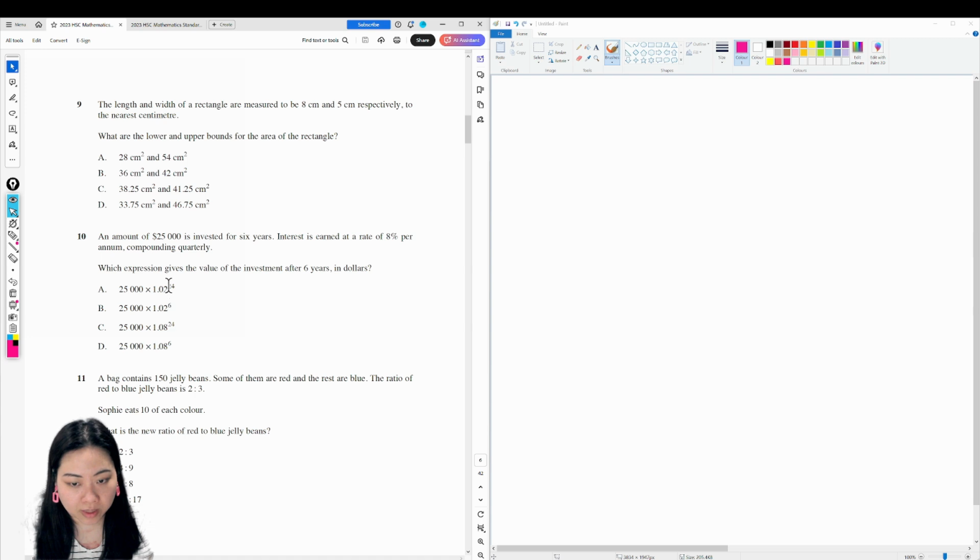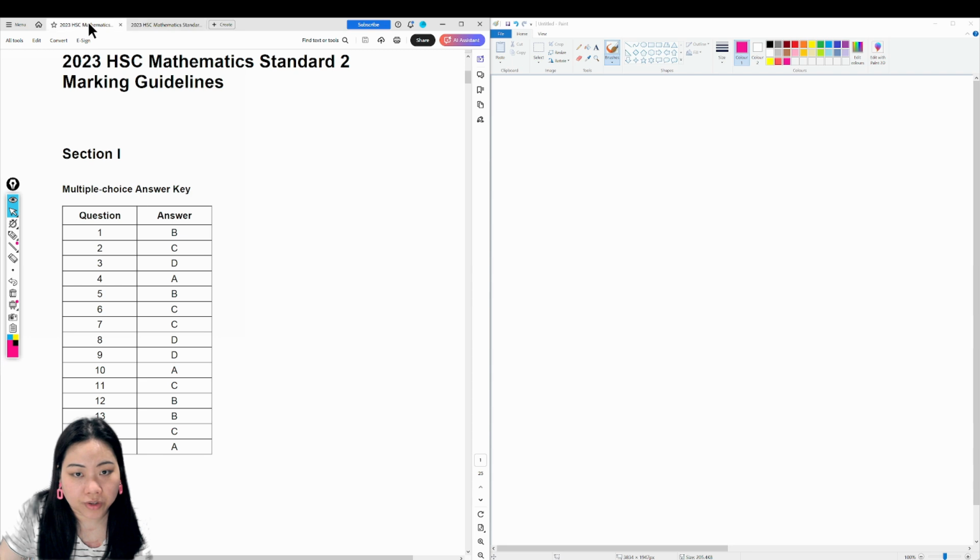So A or B, because it's 1.02. And then for 6 years, quarterly, 6 times 4, 24. Therefore, it is compounded 24 times. Therefore, the expression is going to be 25,000 times 1.02 to the power of 24. 10A. Let's check. 10A. Very good.